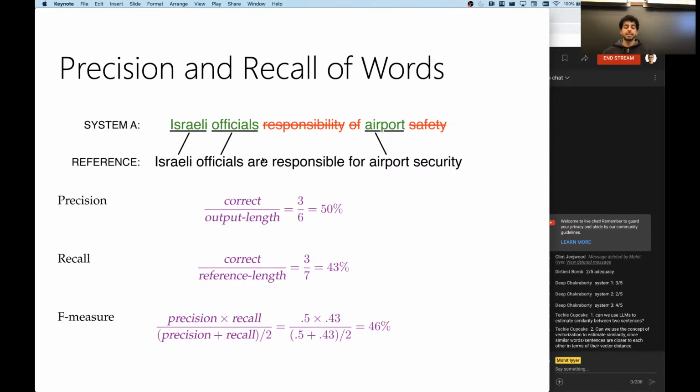So if I said instead of officials, something synonymous with officials, I would get penalized for this even if it means the same thing. And this is the same issue that we talked about with N-gram models coming back again, right? Instead of looking at the exact identity of words, maybe we want a soft kind of vector-based similarity. But in this approach, that's not present.